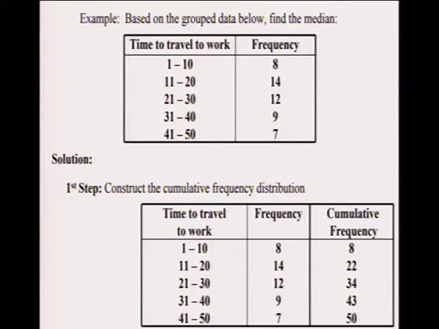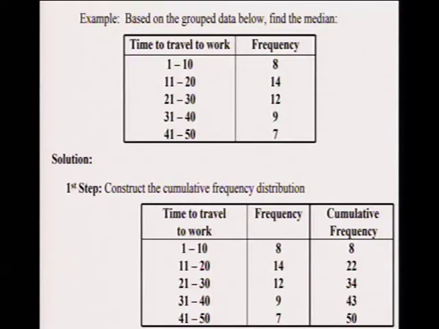But 14, there's an 8 on top of it. 14 plus 8 will give you 22. Okay, then 12, if you come at 12, there's 14, there's 8, so you say 12 plus 14 plus 8 will give you 34. Or the other way of looking at it, you say 8 remains as it is, then 8 plus 14 will give you 22, 22 plus 12 will give you 34, 34 plus 9 will give you 43, 43 plus 7 will give you 50.